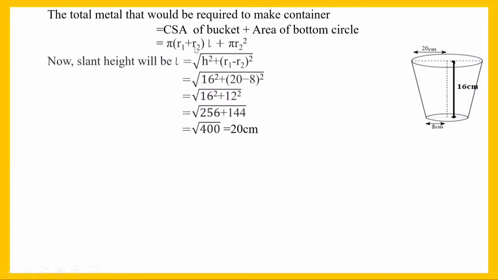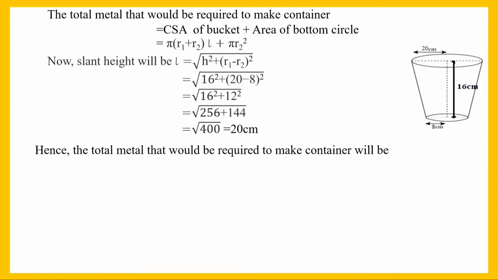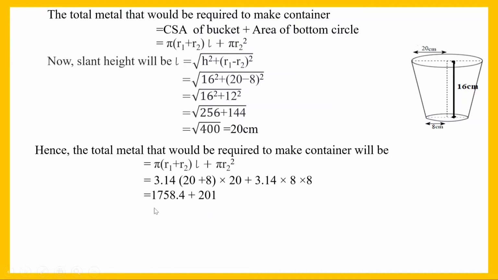Now I'll be putting the values of R1, R2, and L here. So the total area of the metal sheet required will be equal to 3.14 into R1, which is 20, plus R2, which is equal to 8, into L, which has also come out to be 20, plus 3.14 into 8 into 8. I just simplify this. It comes out to be 1758.4 plus 201. So that comes out to be 1959.4 centimeter square.